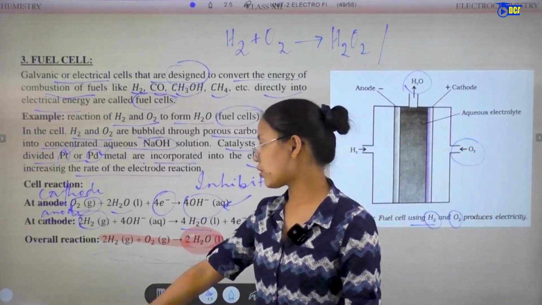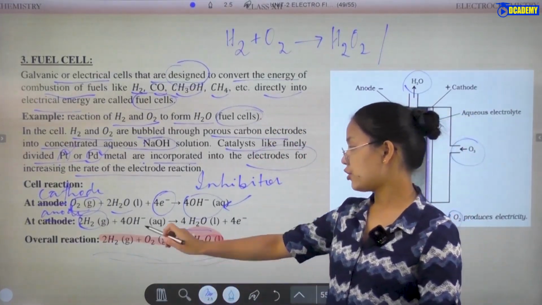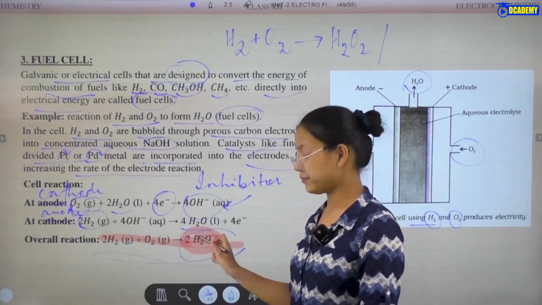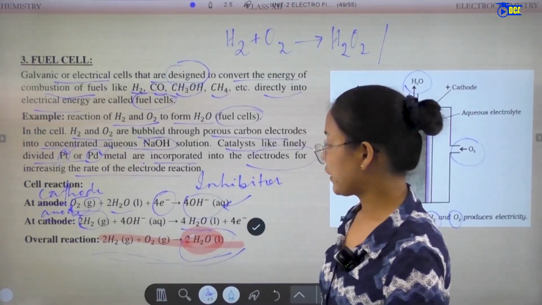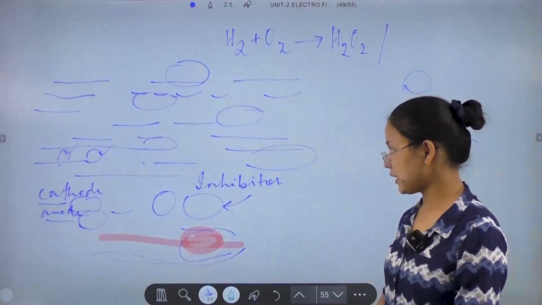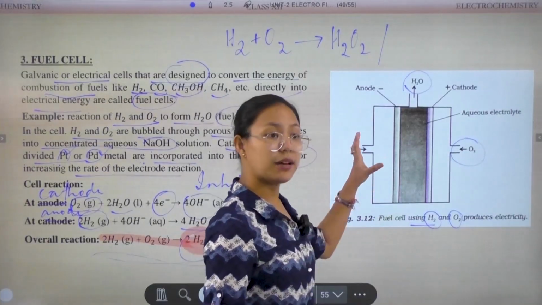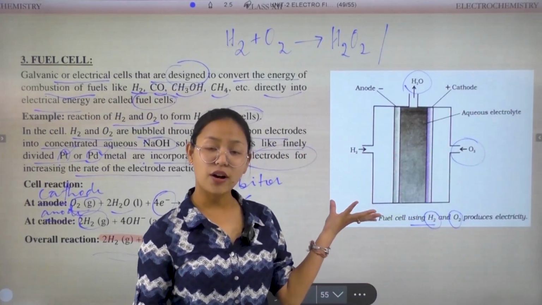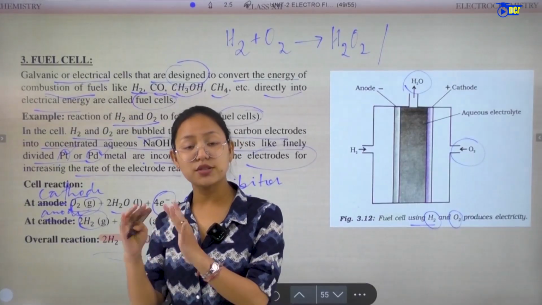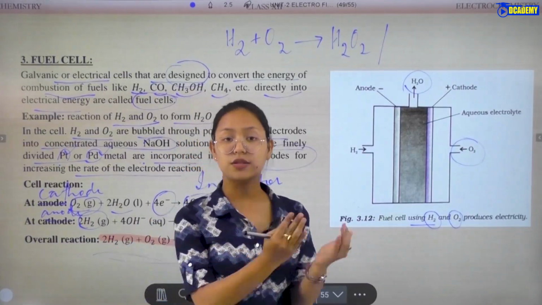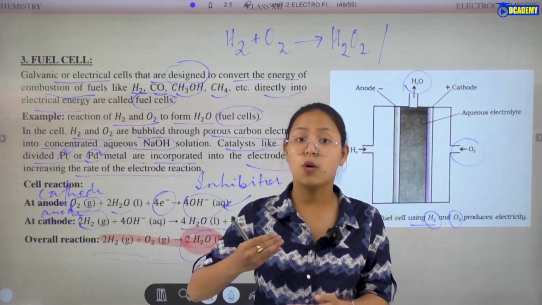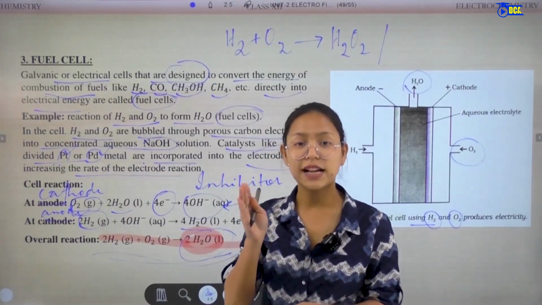Now for the overall reaction: 2 hydrogen plus oxygen forms water. In the fuel cell we are combining these 2 gases, hydrogen and oxygen, to get water. So we are going to study the advantages of the fuel cell.